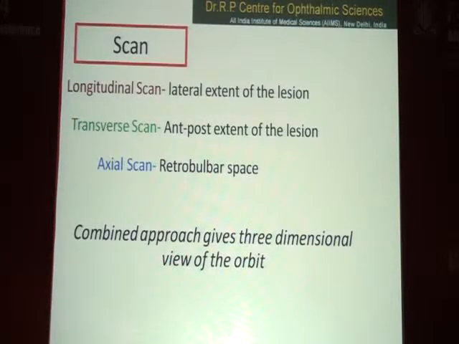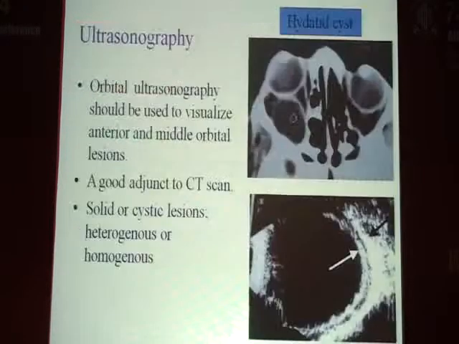Now, when we do an ultrasound B-scan, we have to remember there are 3 scans essentially that are used: the longitudinal scan, the transverse scan, and the axial scan. The longitudinal scan helps us to know the lateral extent of the lesion, the transverse scan tells us about the anterior-posterior extent, and the axial scan is mainly for the retrobulbar phase. A combined approach gives us an idea about the 3-dimensional view of the orbit.